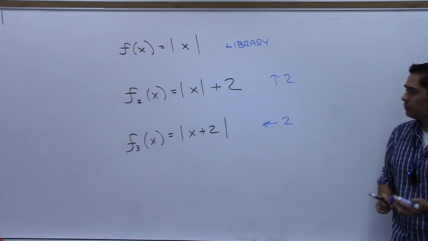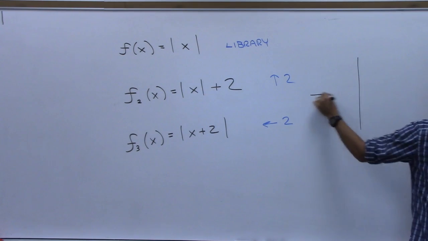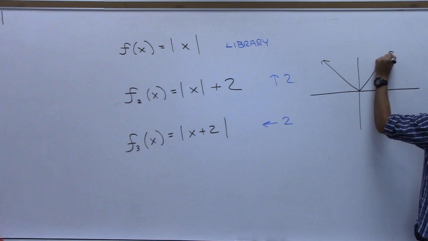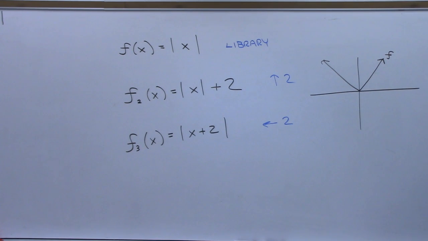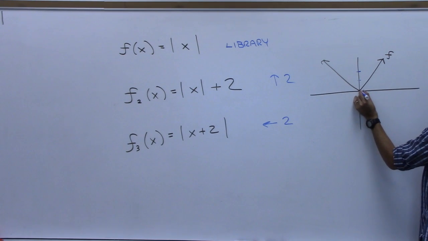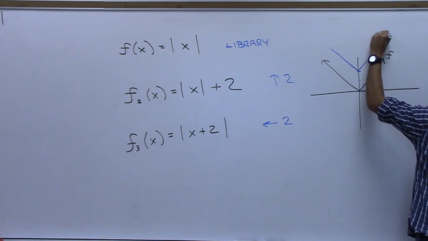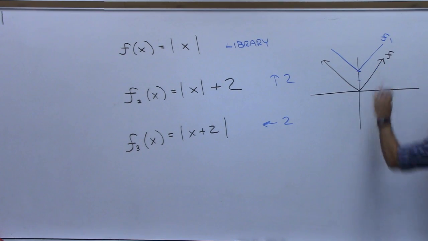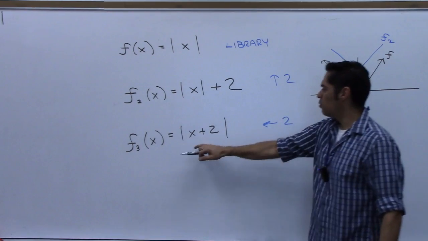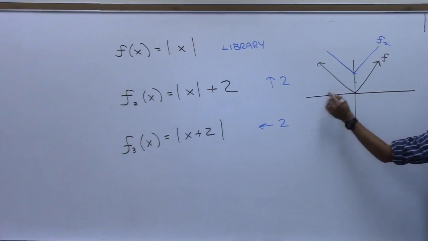So let's see how quickly I could graph these. That's F, isn't it? Okay, move up 2, take this whole picture, move every point up 2, and it would draw the same picture like that. That's F1, or sorry, that's F2. That's this one, isn't it? And then this one would be the original picture moved left 2.